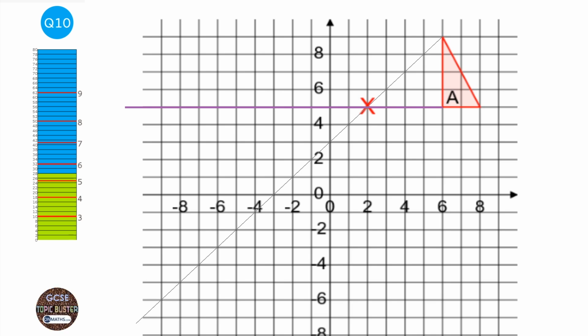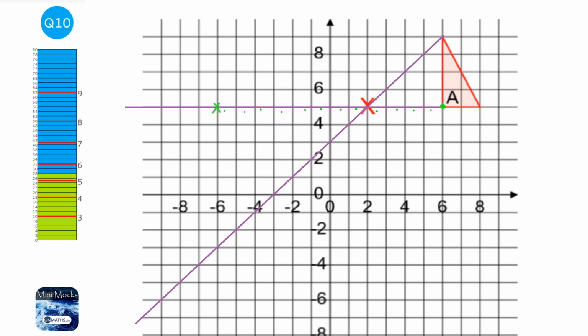So it should be something like that. Okay, now, the next thing to do is count how many squares we went away. So I'm going to start with the bottom left point. So we've got 1, 2, 3, 4 to get to the centre of enlargement. So if it's -2, we're going to go another 4 twice. So 1, 2, 3, 4. So we end up here.